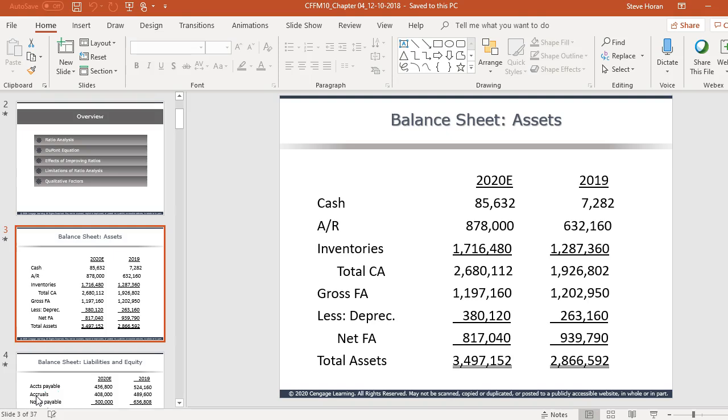And so they start us out with a small company called DeLeon, and we're looking at 2 years of their financial information on the balance sheet. And you can see here 2019 to 2020, and 2020 is an estimate. That's why the E is there. But you can see a few things here. Their cash position will go up. Receivables will go up. Inventory will go up. CA means current assets. FA means fixed assets. Depreciation. And you kind of just see the changes between the 2 years.